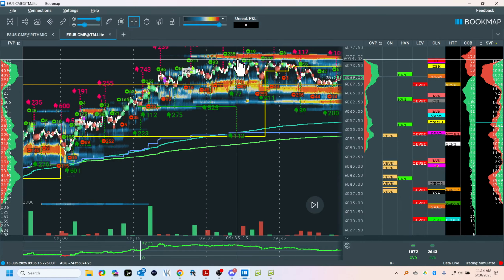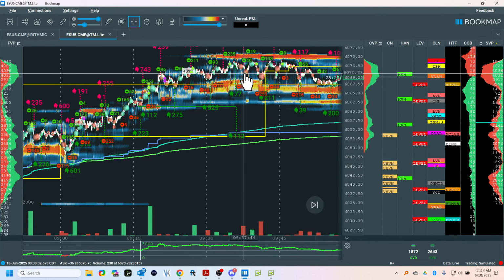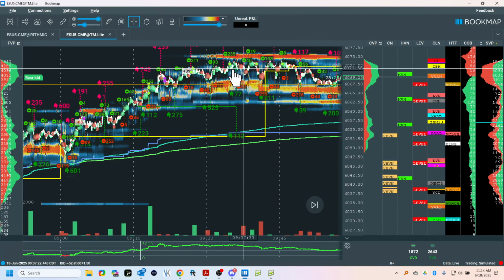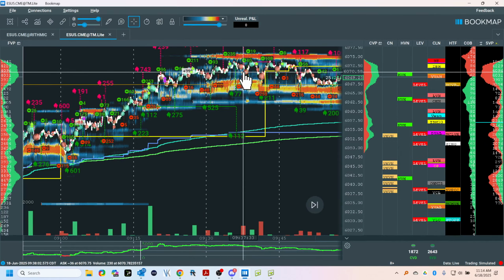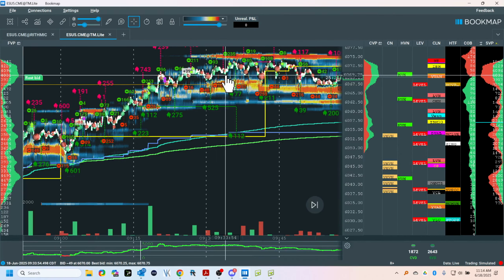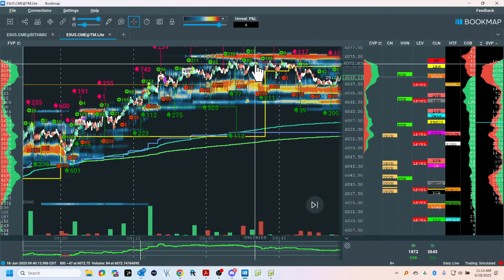Sellers here, below the buyers. The buyers were there. Buyers above the sellers. Absorption. Buyers here.